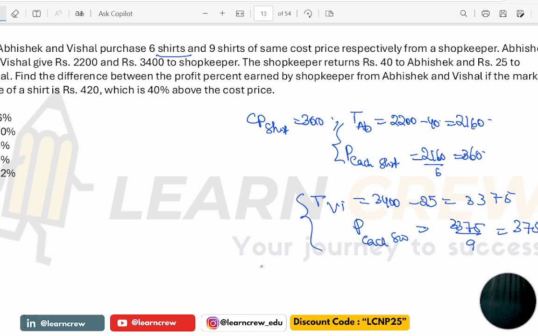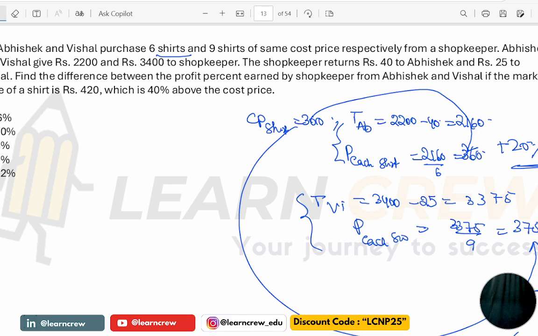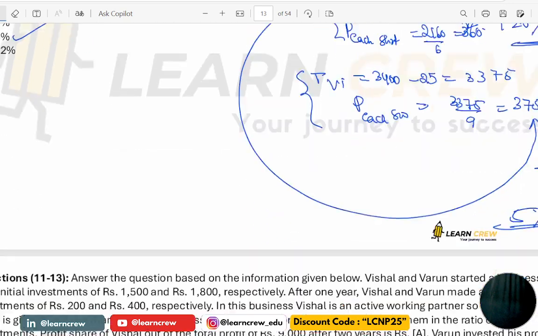Now profit percentage earned by Abhishek is how much here? 20%. And profit percentage earned by Vishal is how much? Please see here, 300 to 375, which is 25%. It is 20%. What is the difference of these two? 5%. So answer is 5%. Next question.